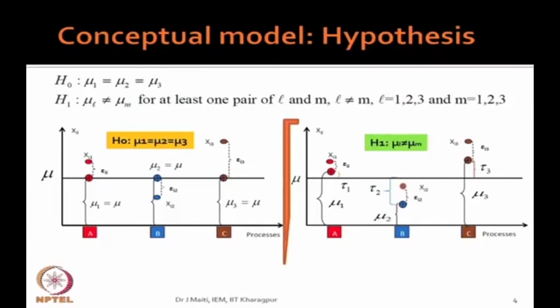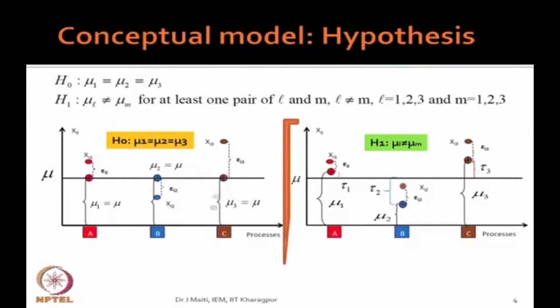ANOVA uses two hypotheses, the null hypothesis and the alternative hypothesis. What does the null hypothesis say? The null hypothesis says that there is no mean difference. As we have taken three processes A, B and C, we call process A mean mu1, process B mean mu2 and process C mean mu3, and no difference means mu1 equal to mu2 equal to mu3. And our alternative hypothesis is that at least one of the pairs, that means either the mu1 mu2 pair or the mu1 mu3 pair or the mu2 mu3 pair, is different.